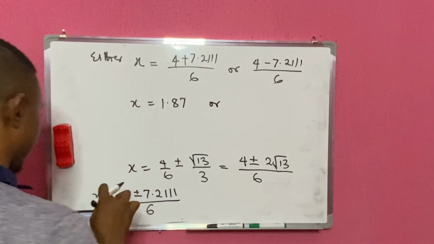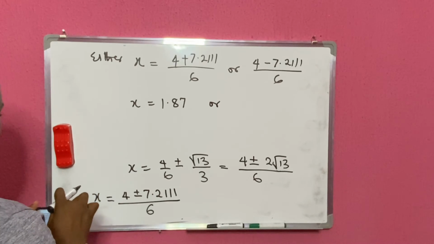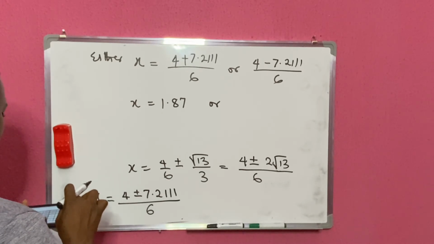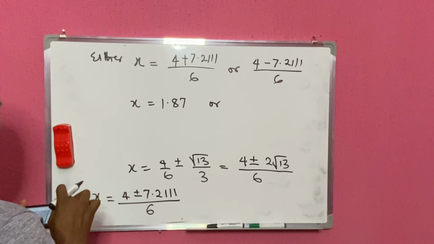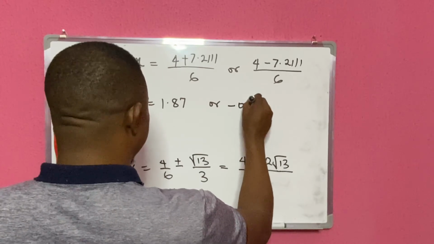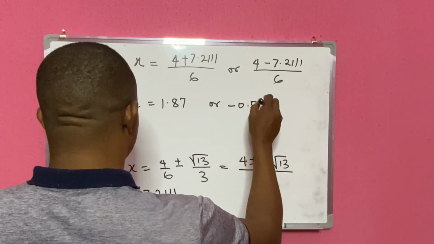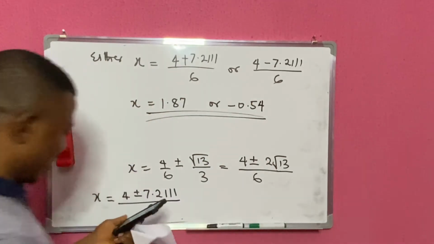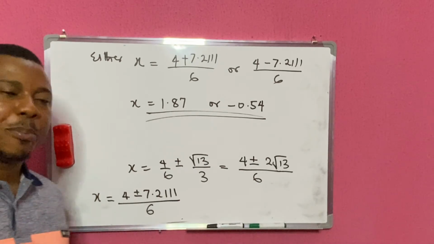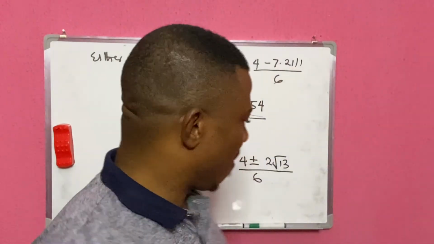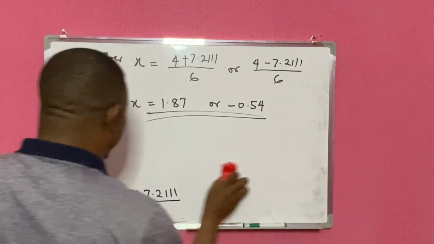or 4 minus 7.2111 divided by 6, which is minus 0.54. This is your answer. You see, the completing the square method is a more complex one because it is lengthy, but it's clear. Another example to still explain this properly.